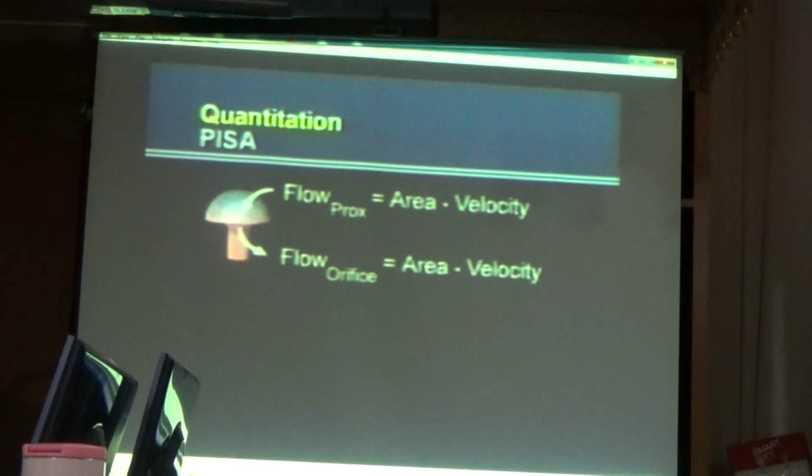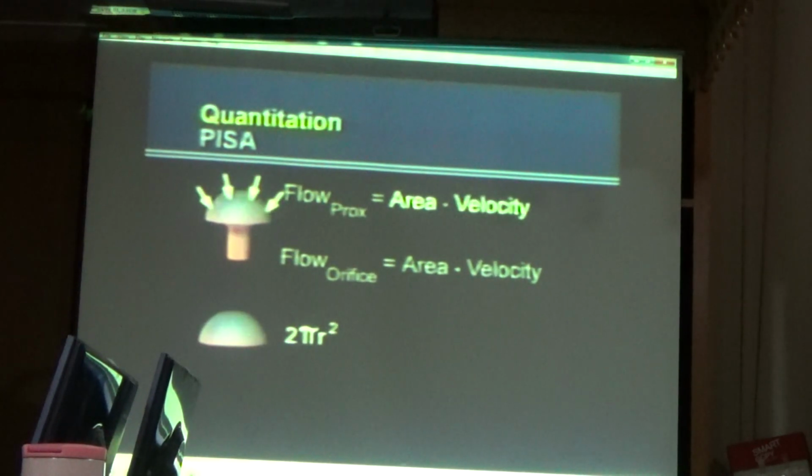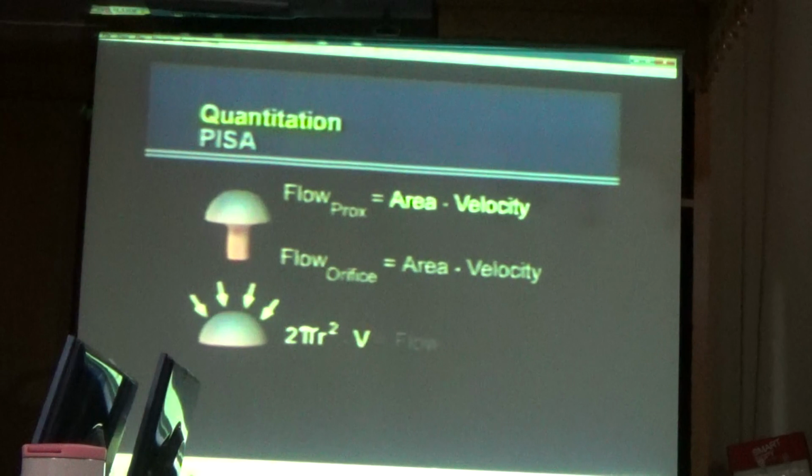So let's take each component of this equation. How do you determine the area of a hemisphere? It's 2 pi r squared. So you measure the radius of a colored Doppler hemisphere and calculate its area, which is 2 pi r squared. We also can look at the echo machine, and the velocities of that hemisphere, the outer shell, can be determined, and that's v, or velocity, which actually equals proximal flow.